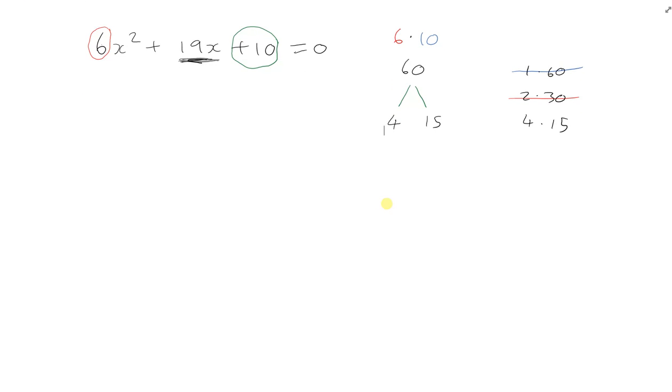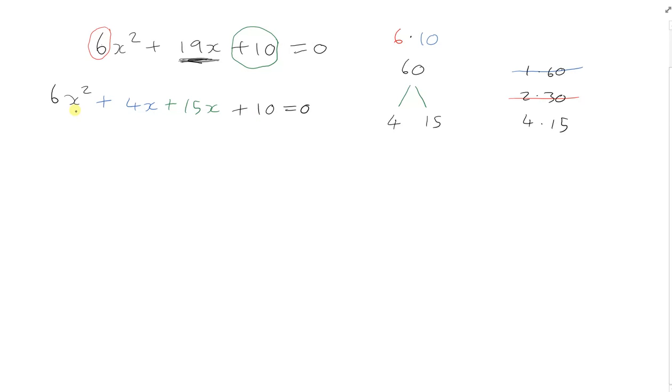So what you're going to do now is, in place of this 19x, write 4x plus 15x. I'm saying plus 15x because of the plus sign in front here. So let me show you this. This is going to be 6x squared, and let me write this in blue, plus 4x plus 15x. It doesn't matter which way I write them. I could have written 15x plus 4x, it doesn't matter, equals 0.